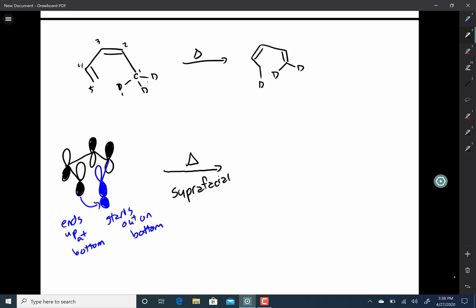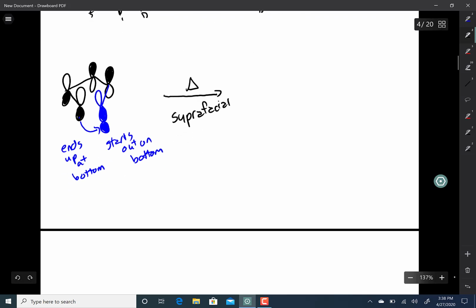Yeah, that analogy was more violent than I thought it would be. So anyway, you kind of get the picture. If there's a bond here, that doesn't interrupt the fact that you can go from the bottom to the bottom or the top to the top. It stays on the same face. So let's do a problem with this.